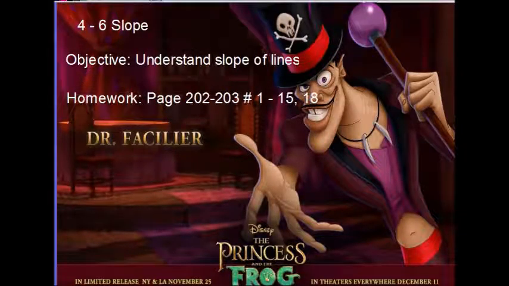Okay, welcome to section 4.6. This is technically the last section of chapter 4. Our objective is to understand the slopes of lines. For our homework, we have page 202 to 203, 1 to 15 and 18.